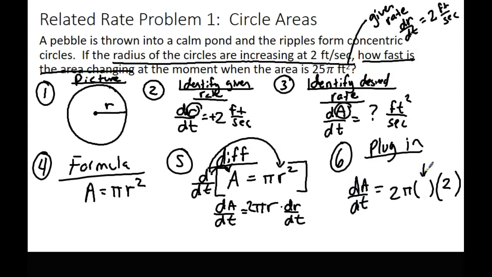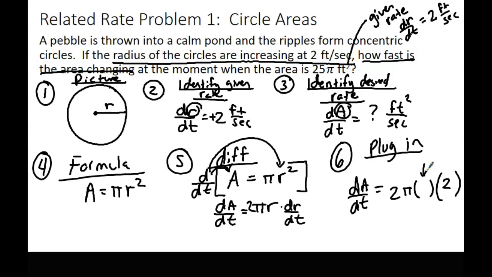Well, let's read our problem again. A pebble is thrown into a calm pond and the ripples form concentric circles. If the radius of the circles is increasing at 2 feet per second, that's this. How fast is the area changing when the area is 25 pi? Do you know what the R would be? 5. Maybe 5.